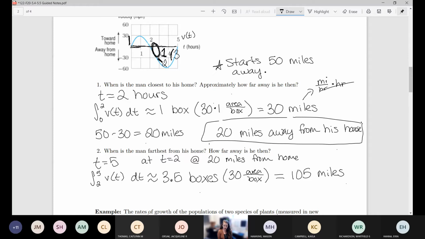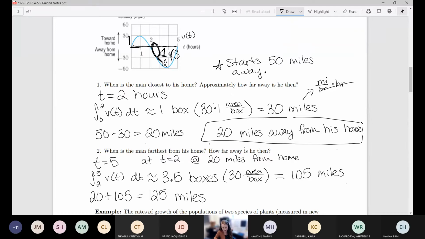So again, that doesn't mean that he's 105 miles away from his house. That means that he traveled 105 miles. So at t equals 2, he started 20 miles away from his house. And in this next 3 hours, he travels another 105 miles away from his house. So this time we're going to add those two numbers together, because he started 20 miles away and then goes another 105 miles away. So he ends up 125 miles away.